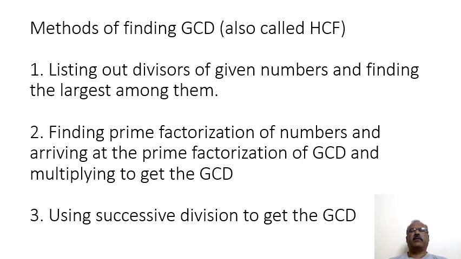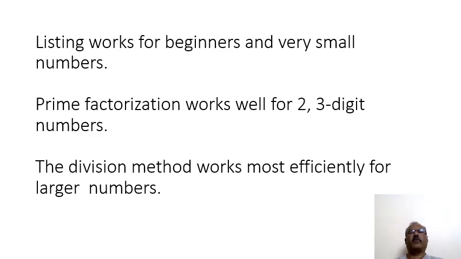The first method is listing out divisors of given numbers and finding the largest amongst them. Second is finding prime factorization of numbers and arriving at the prime factorization of GCD and multiplying it to get the GCD. Third is using successive division to get GCD. Listing method works for beginners and very small numbers like 4, 6, 8, etc. Prime factorization works well for 2 or 3 digit numbers. The division method works most efficiently for larger numbers.